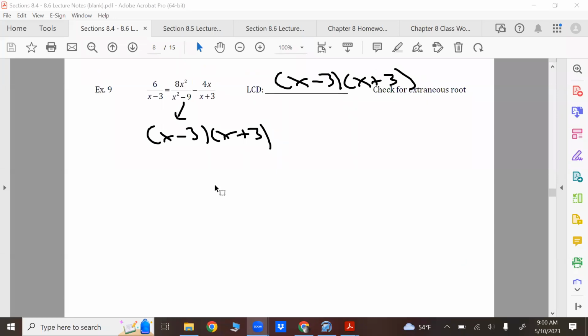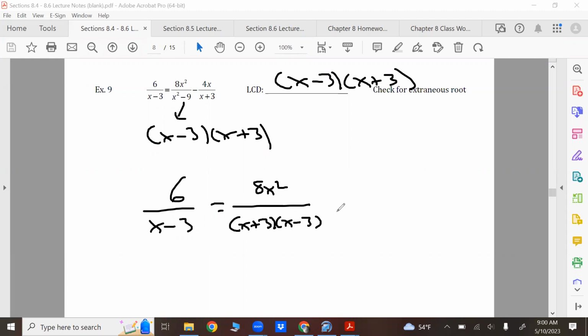Okay. So, really quickly, the denominator for the first fraction is x minus 3. On the far right is x plus 3. X squared minus 9 already has those two built into it. So the LCD for everything is that. Here's how I'm going to work it out. Let me rewrite the problem. 6 over x minus 3 equals 8x squared, and I'm going to write this as x plus 3 times x minus 3, minus 4x over x plus 3. And what you're going to do is multiply every single fraction by the LCD.